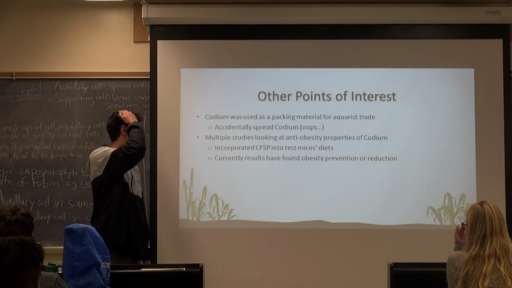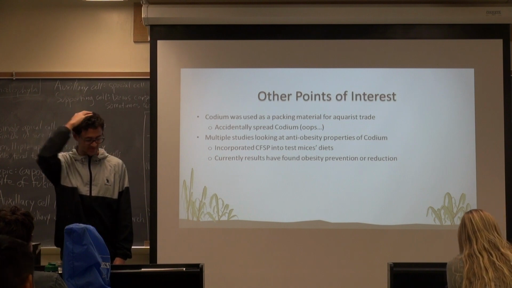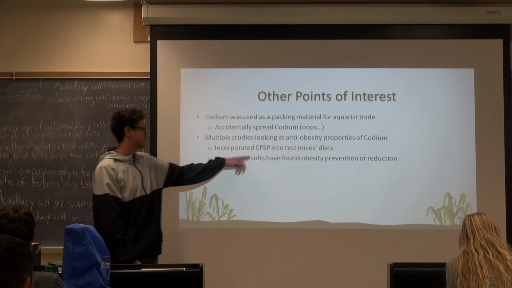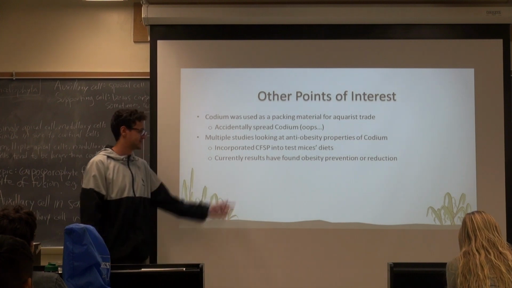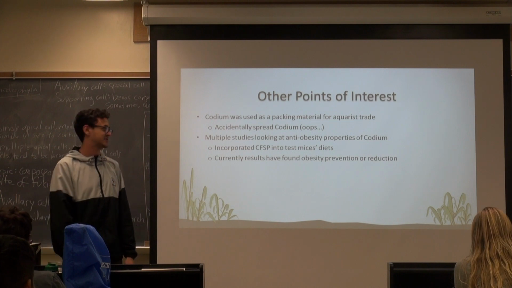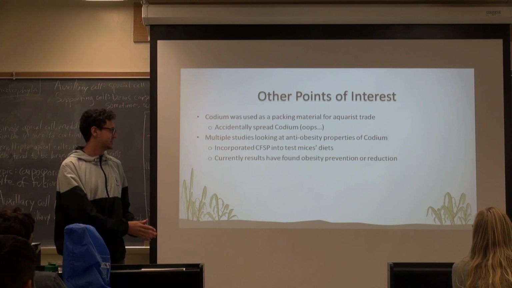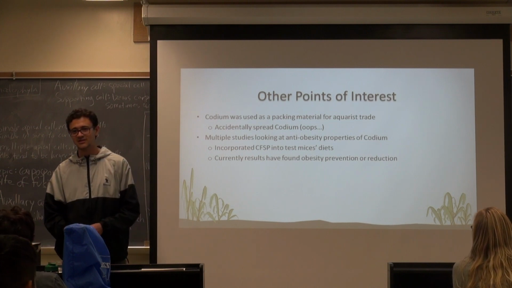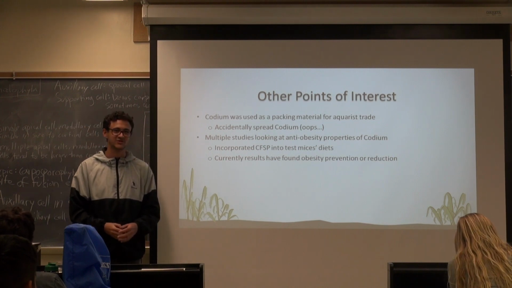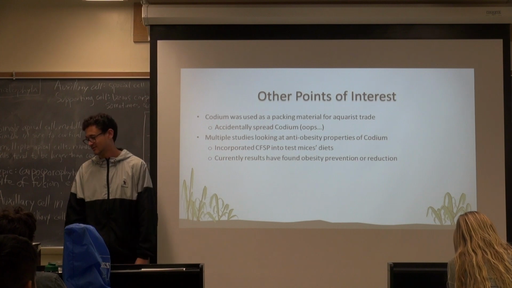Another thing I thought was really cool is there are a lot of studies looking at the dietary properties of Codium, and they found a lot of anti-obesity properties. They link it to one of the Codiums, called CFSP, Codium fragile sulfated polysaccharide. They incorporate this into test mice diets, and the mice, from what they could find, were having obesity prevention or just a reduction in the rates, which I thought was really cool.